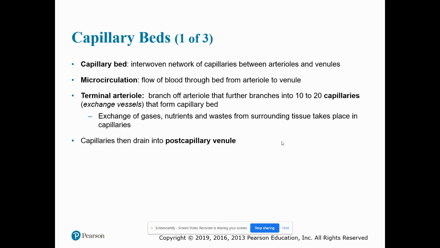And then we talk about microcirculation, which is the flow of blood through a bed from an arteriole to a venule. A terminal arteriole branches off of an arteriole, and then that terminal arteriole will branch into 10 to 20 more capillaries that will form the capillary bed. And that's where the exchanges of gases and nutrients and waste and all that kind of good stuff takes place. The capillaries then will drain into a post-capillary venule.